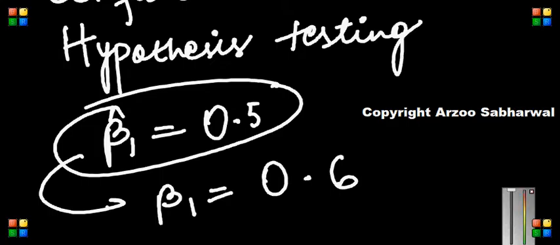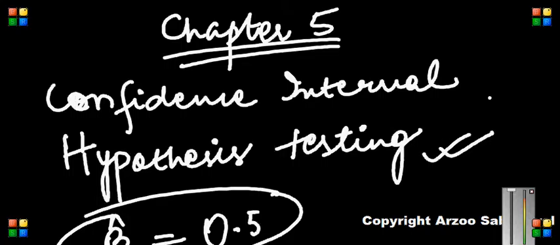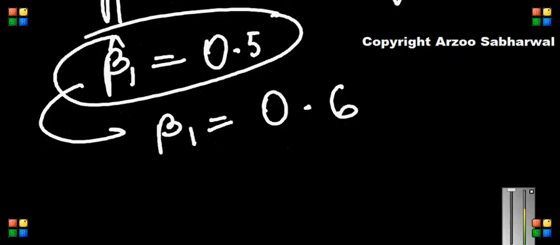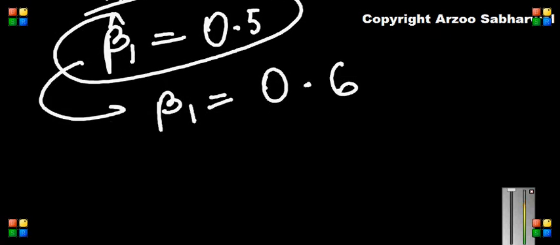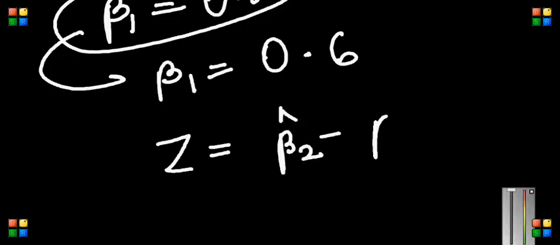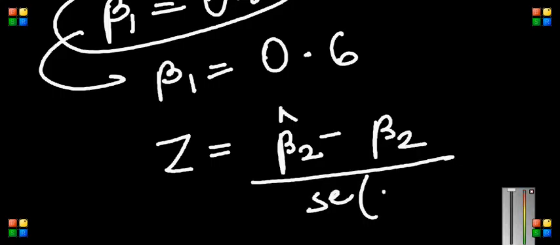So to test this hypothetically, we can use both the things. We can use our hypothesis testing method, and we can also use our confidence interval method, right? Now if you have to use the confidence interval method, we know that Z is equal to beta 2 hat, if I have to do it for beta 2, minus beta 2 upon standard error of beta 2 hat.